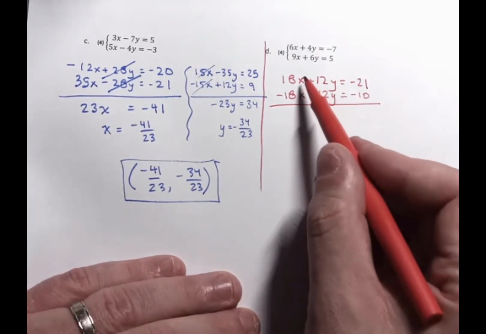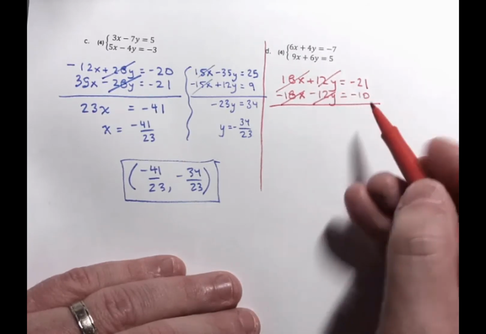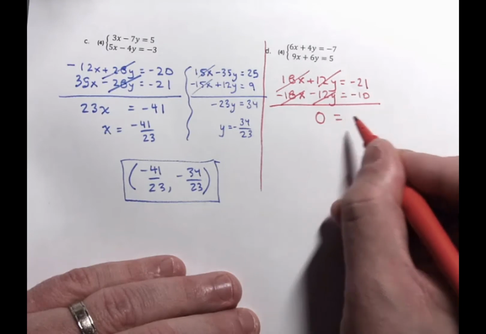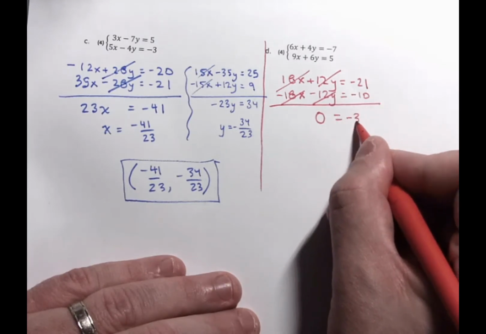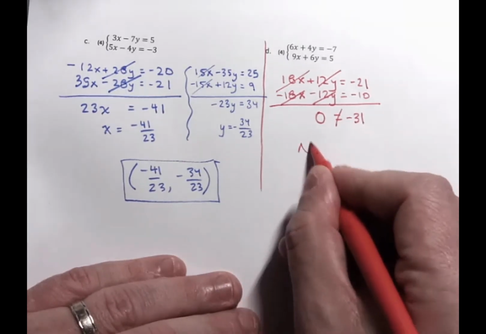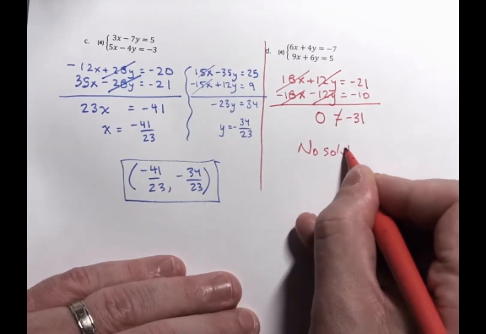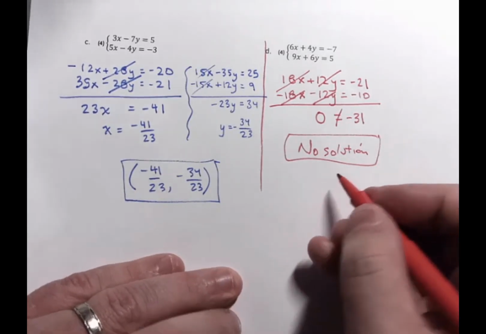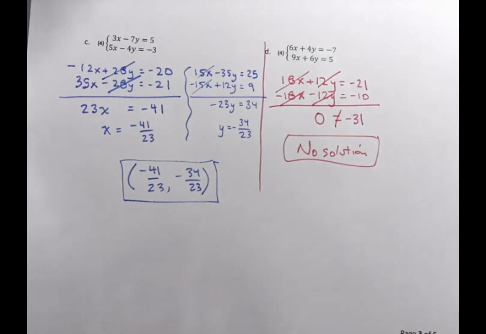Notice this time when we add, both of the variables are gone. So on the left-hand side, we're left with 0. And on the right-hand side, we get negative 31. 0 never equals negative 31. So here we'd say that there is no solution to this particular system of equations, also referred to as inconsistent.